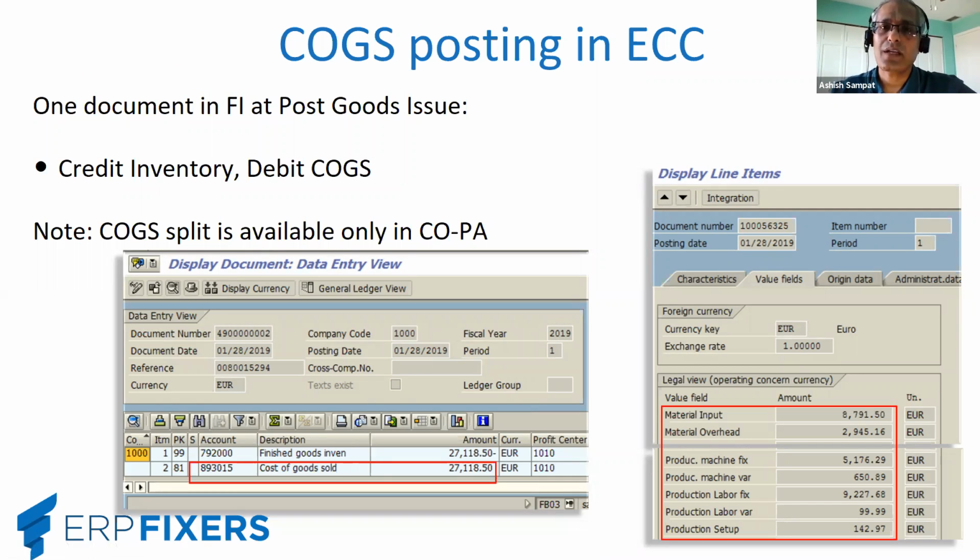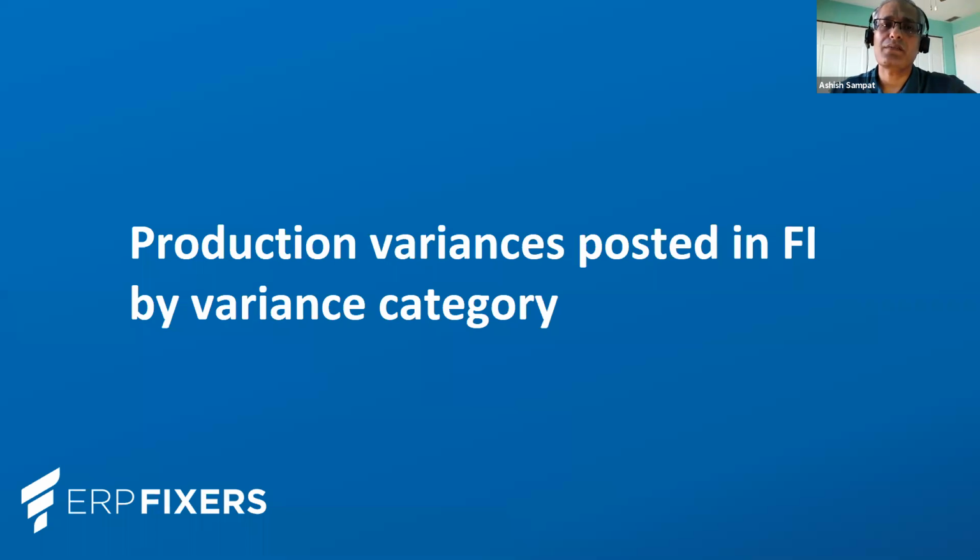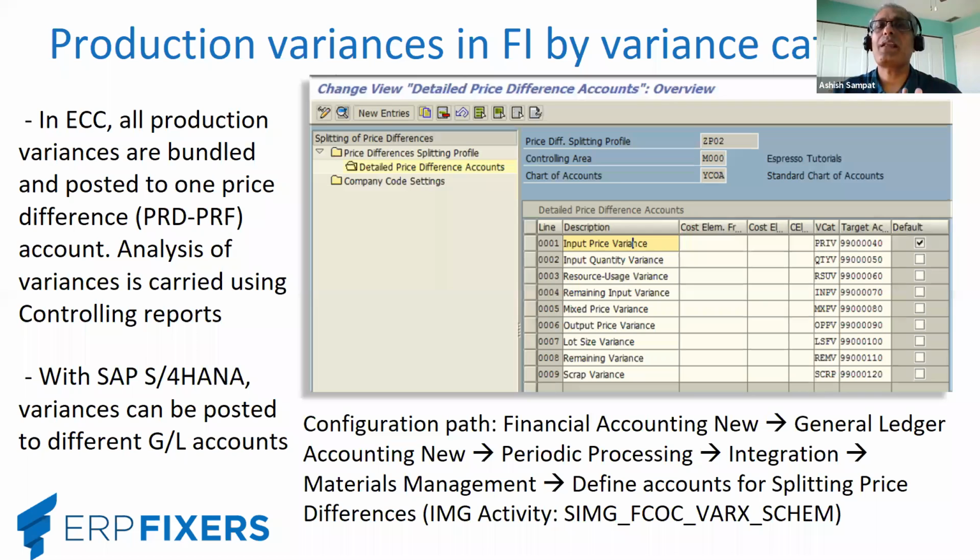Okay, let's look at the next one. Production variances posted in FI by variance category. This is kind of linked to the previous one. Previous one was more on the standard cost of goods sold by cost component. Here we are talking about the variance category. So there is a similar setup.